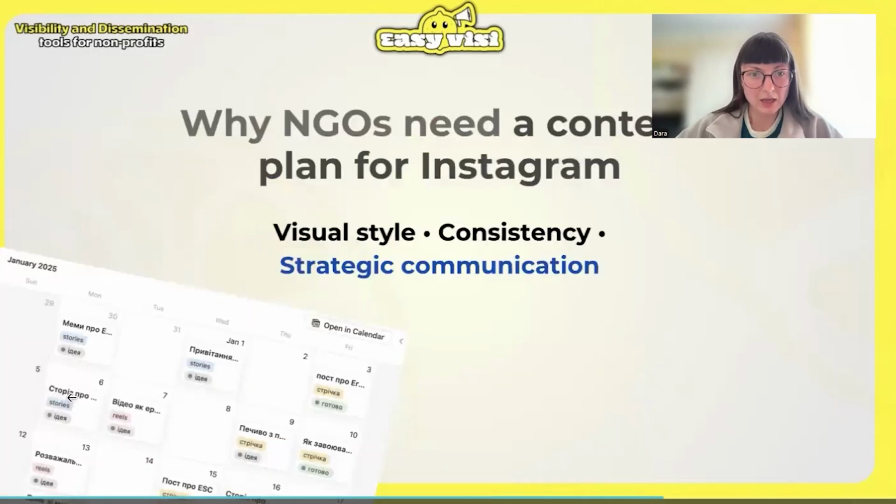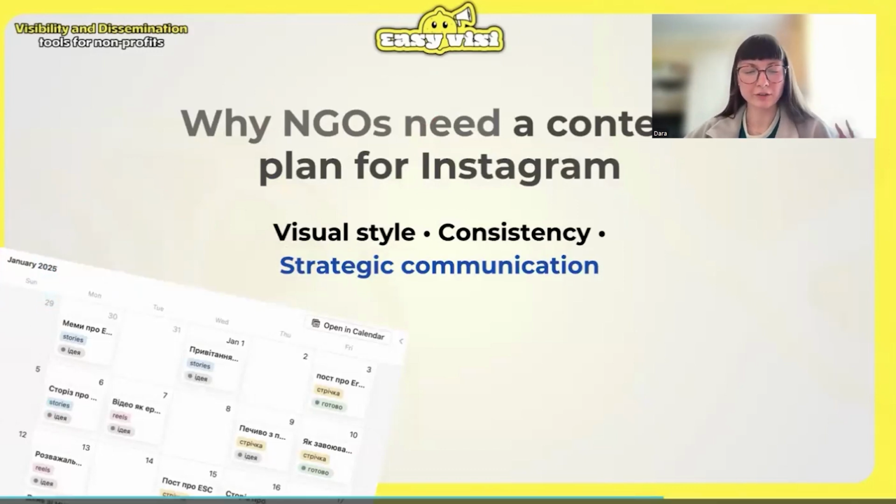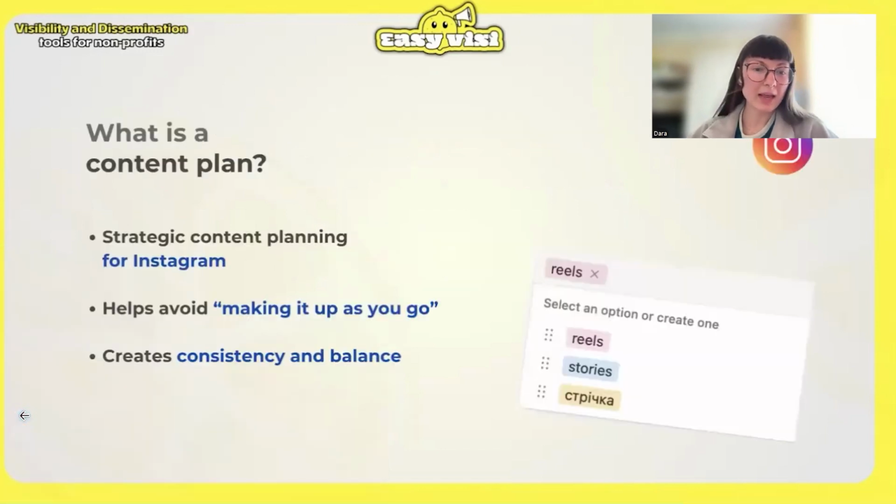Okay. And we will talk a little bit more about why NGOs need a content plan for Instagram. It would be useful for your feed and for your stories as well. All right. So a content plan is strategic planning, not only for Instagram, but for everything that you want to use on your social platforms, or for the messages that you are planning to send to various organizations and on various platforms as well. It helps you avoid making it up as you go.